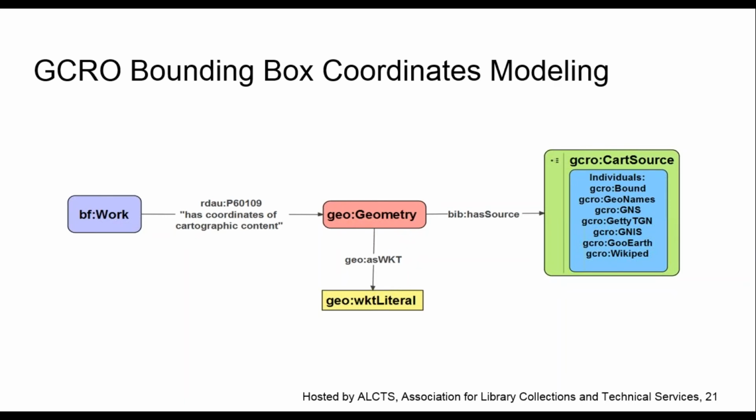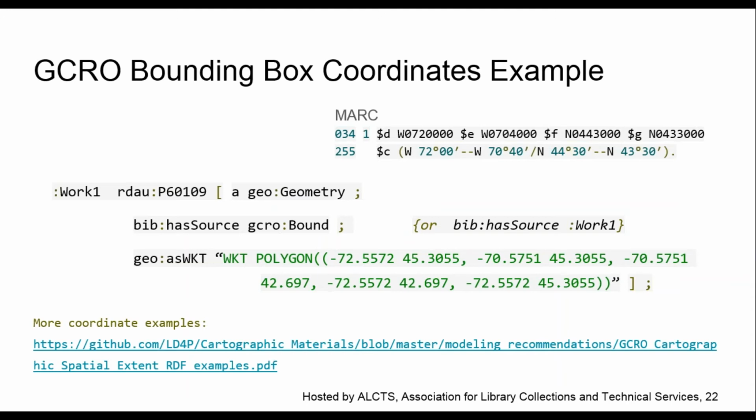Looking at this as an RDF example, we have a work. You can see that the work has a geometry object that contains the bounding box source. It's related by the BIBFRAME property has source, and the GCRO object for the Klokan bounding box tool. The bounding box coordinates are represented as a well-known text polygon string. It consists of 5 coordinate pairs. The first and last pair are the same, signifying the opening and closing coordinate pair of a bounding box.